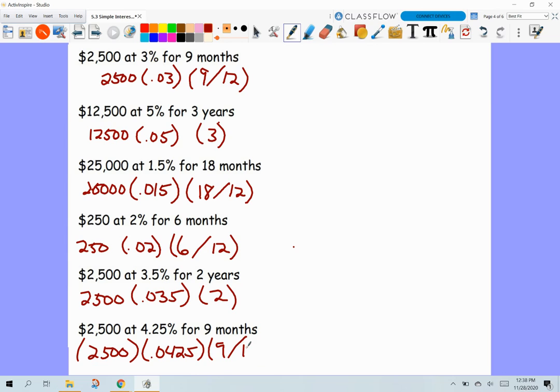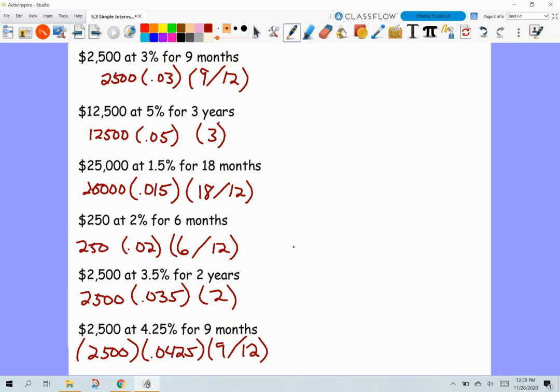for 9 months. Okay. Again, I'm not worried about your actual work on the calculator. I'm worried about you getting it set up right. So get it set up right and give these a shot. Your homework is a spreadsheet, right? Just like we've been doing.